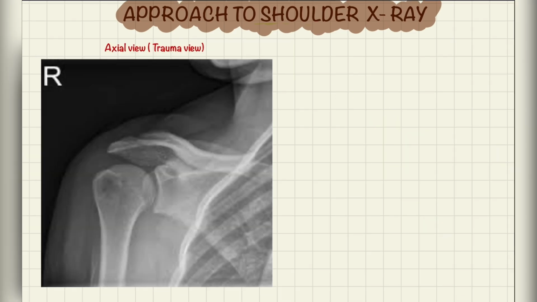Moving on to the different kinds of views of a shoulder x-ray. Here we are looking at an axial view or the trauma view. So what are the points that you should keep in mind while looking at the axial view? Always go through the cortical line of the humeral head and each bone. It is very important to go with the cortical line. Again, I am marking the clavicle.